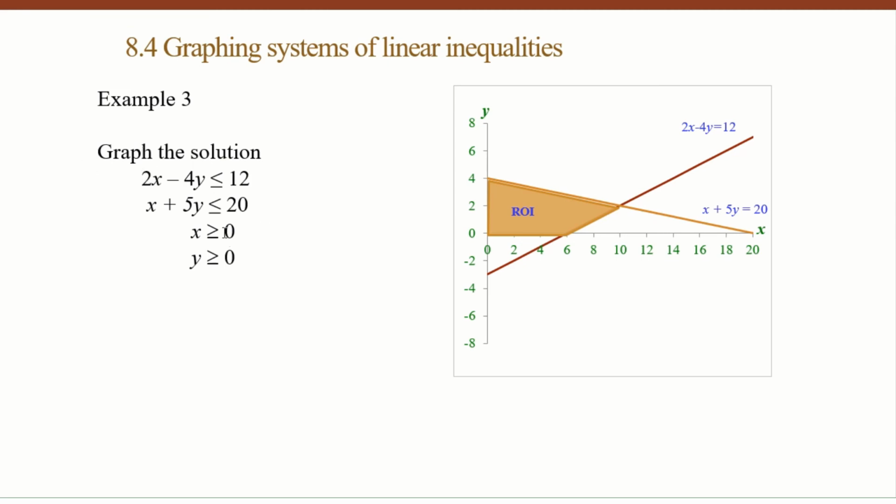You have to graph these two. So same thing, when x is 0, y is negative 3. Do you see that? When y is 0, x is 6. Draw the line. When x is 0, y is 4. Do you see that? When y is 0, x is 20.